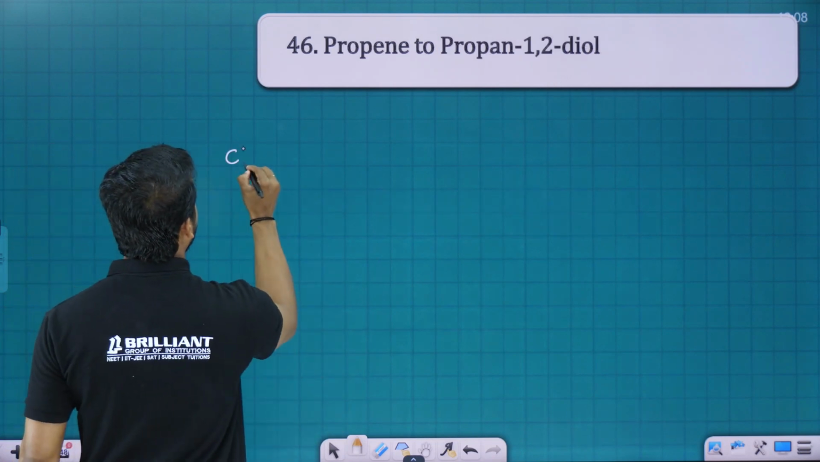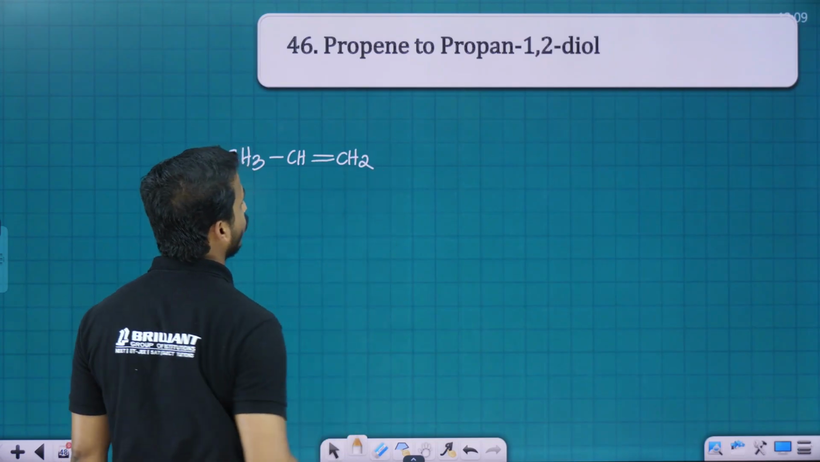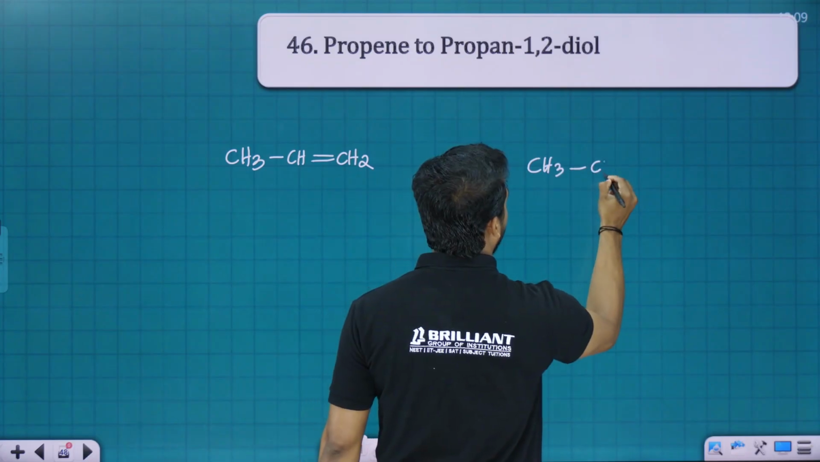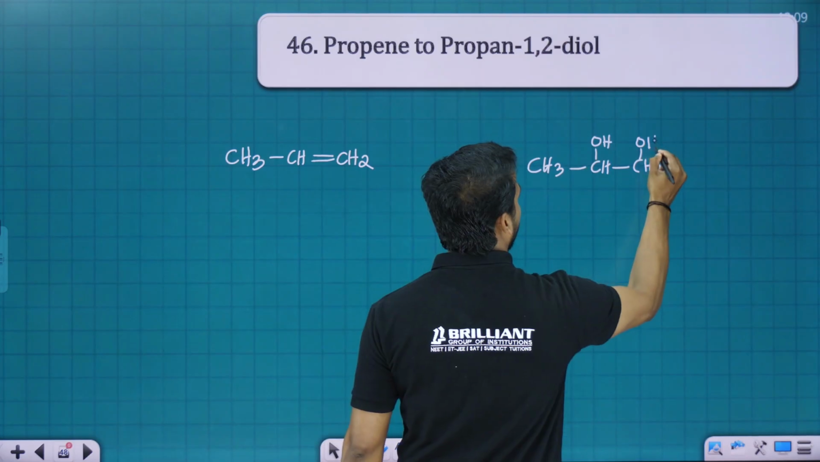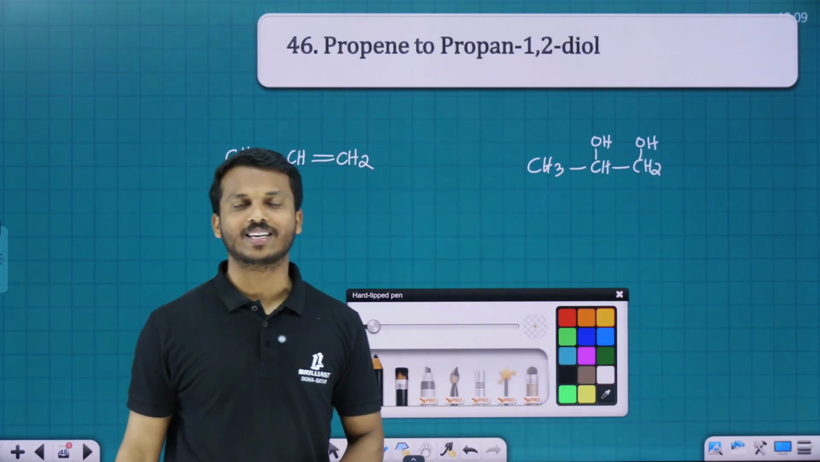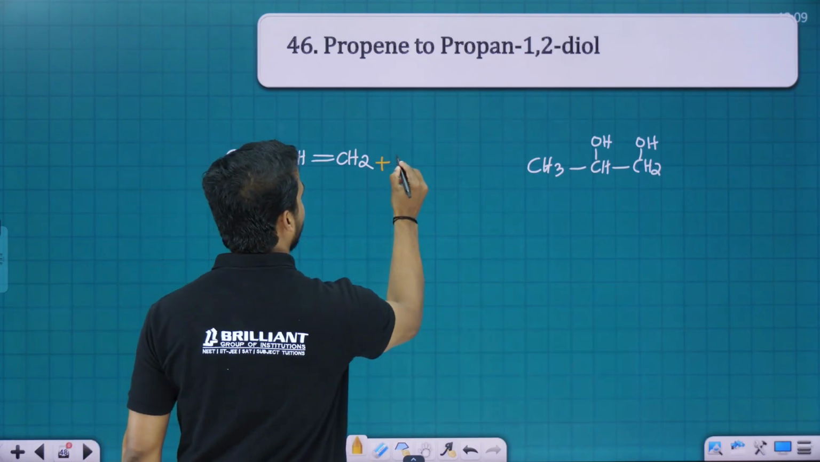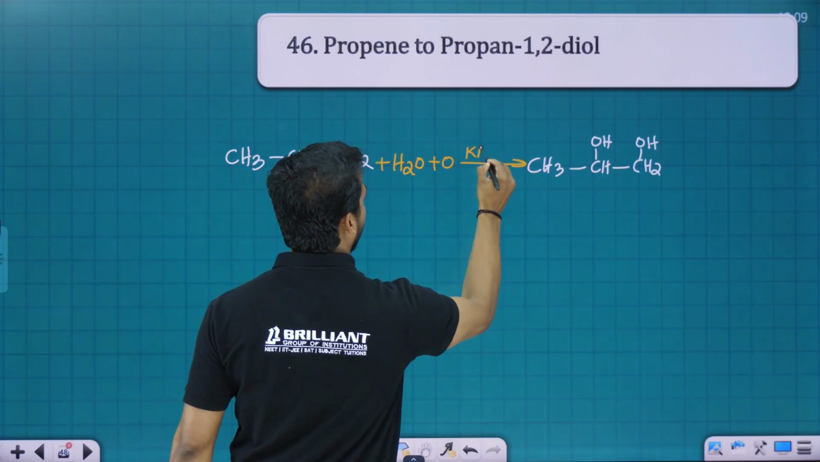Next one. How will you convert propene to propan-1,2-diol? What is that? Propan-1,2-diol. How can we do this one? Those who watched the part 1 video can answer. It is possible with Bayer's reagent. What is Bayer's reagent? H2O, O, and they will mention KMnO4.